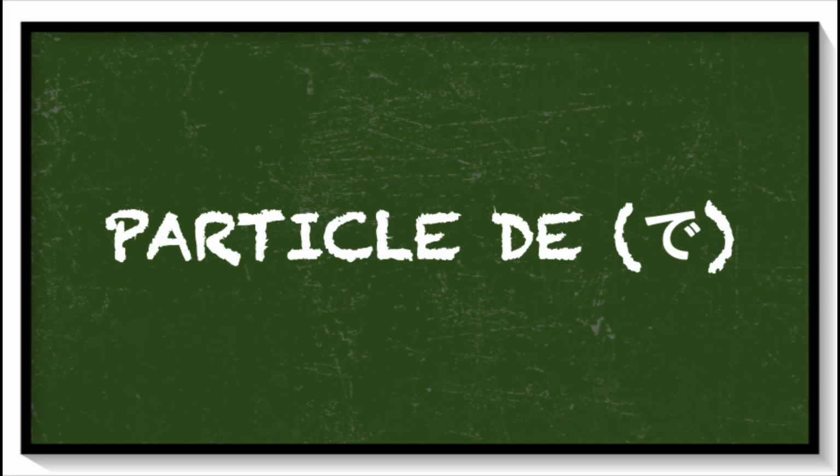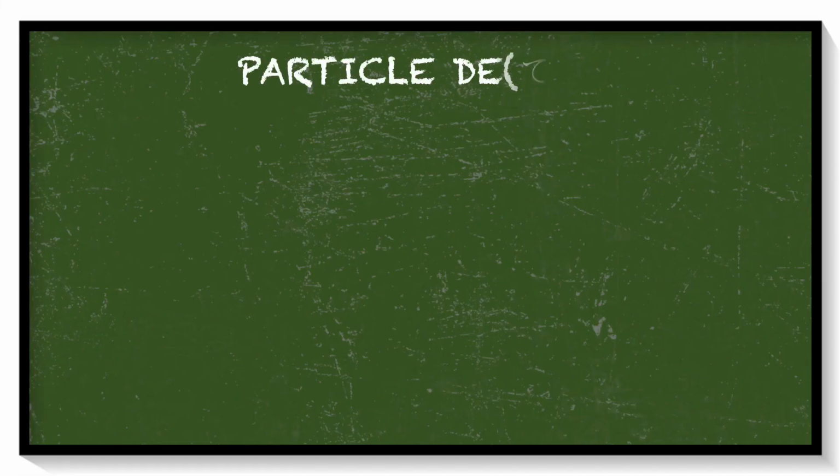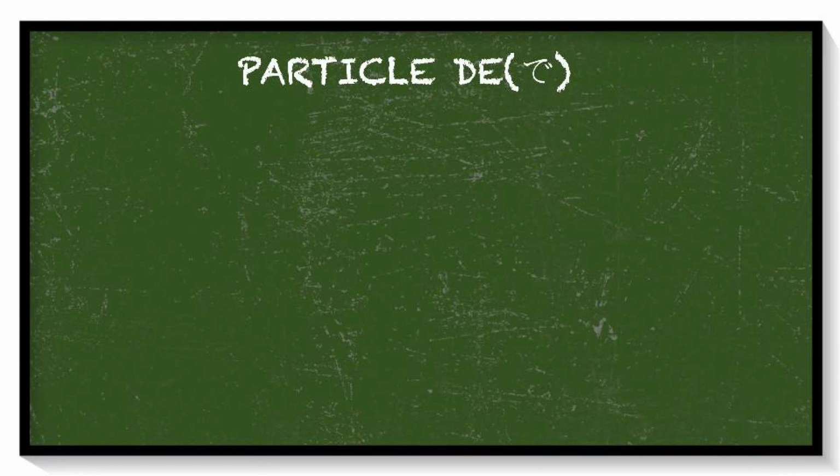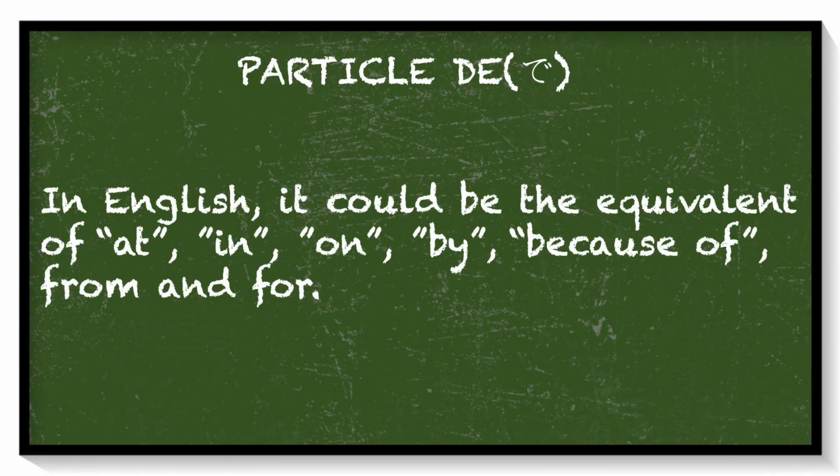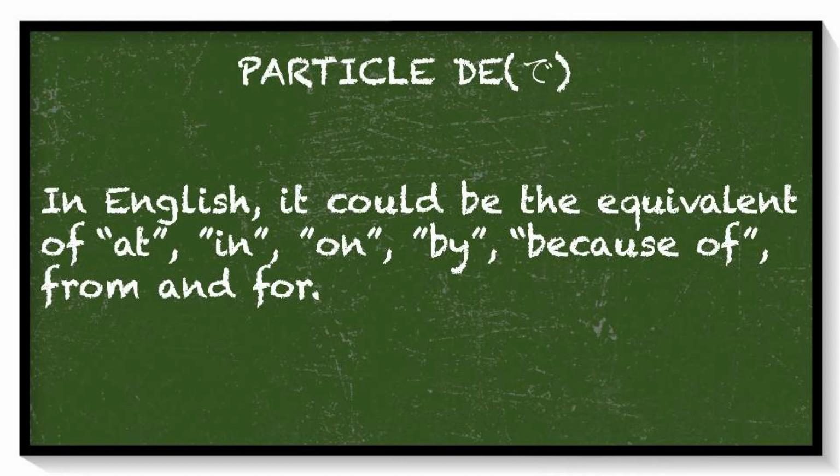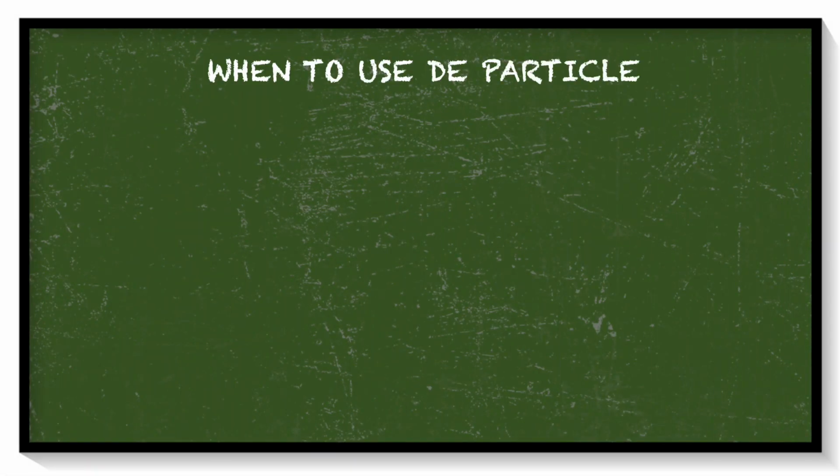Last is particle で. Particle で has a lot of usage, but in this video, I will give you 3 basic usages of this particle. In English, it could be the equivalent of at, in, on, by, because of, from, and for. When to use particle で in a sentence?